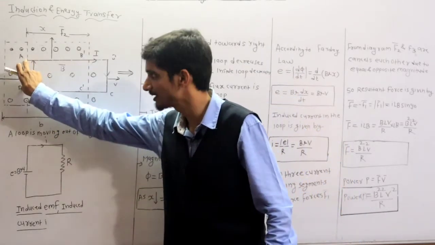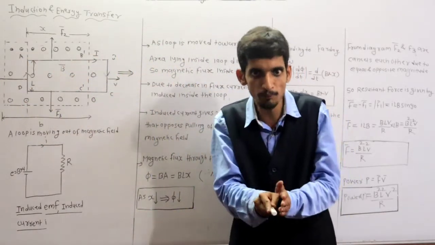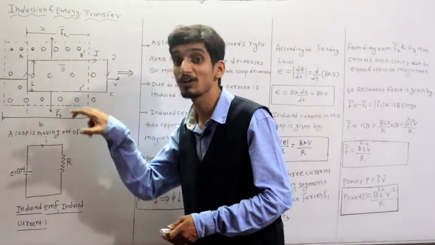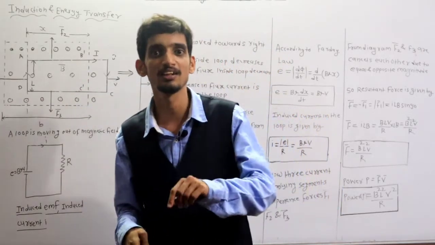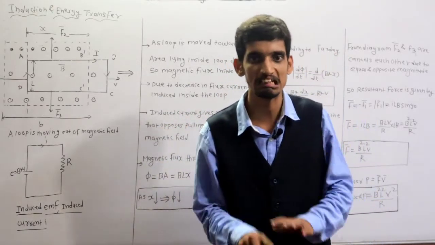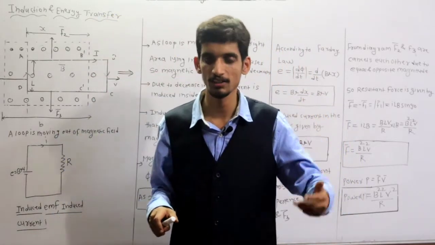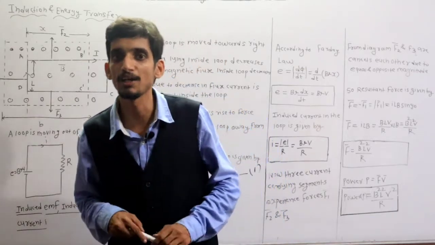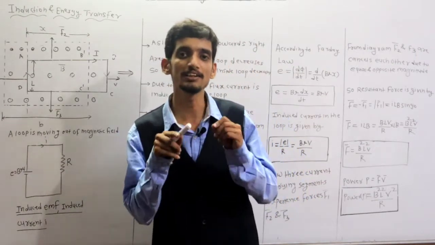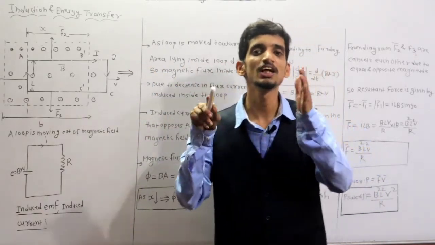So if you connect a bulb here, what will happen? If you pull this segment, the bulb will glow as you pull the rod. If you stop the pulling, the bulb will turn off, because no EMF is induced. The reason is that the motion has been stopped. So this is the motional EMF concept. Clear? So once again I am revising. The formulas are: induced EMF BLV, induced current BLV by R, force B square L square V by R, and power B square L square V square by R. Clear?